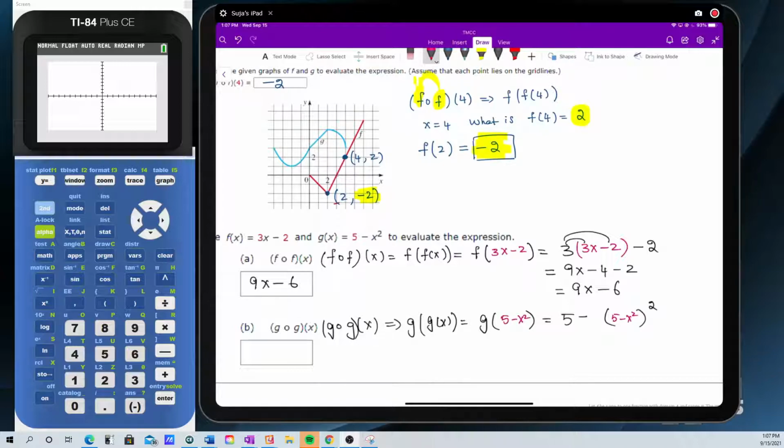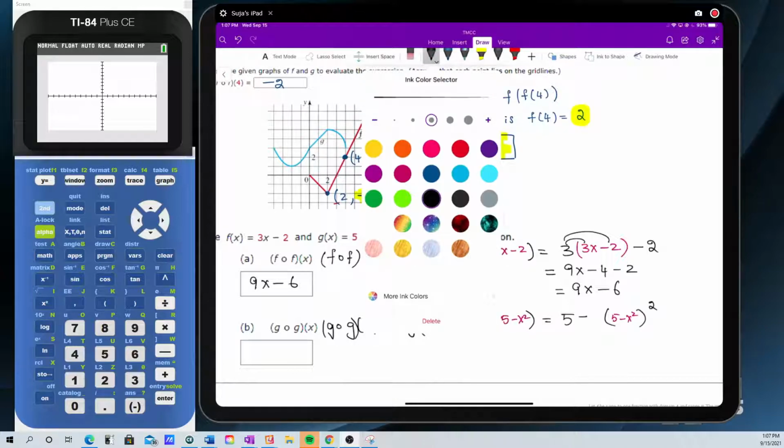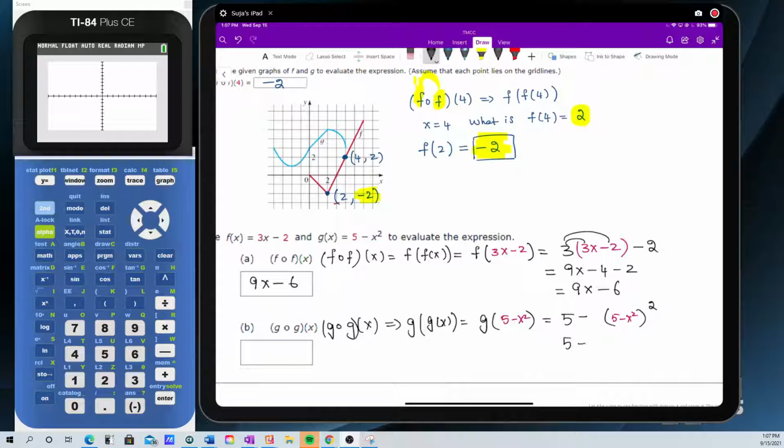Now I have to do the algebra. So 5 minus, if I FOIL this out, this would be 25 plus x squared, oh no, x to the power of 4, x squared the whole squared. So it's x to the power of 4 minus 10x squared. If you don't know what I'm doing, take it on the side and do the long foiling and check. 5 minus x squared the whole square times 5 minus x squared the whole square.